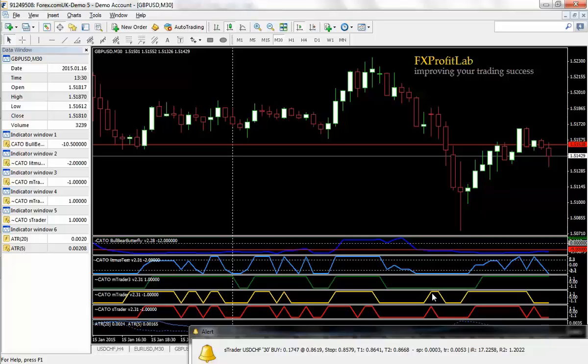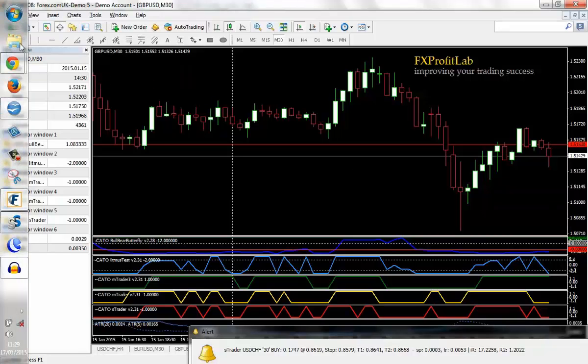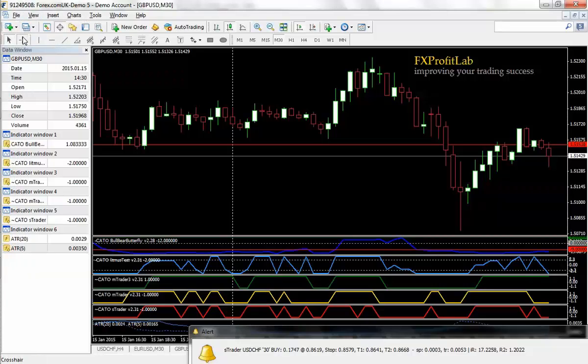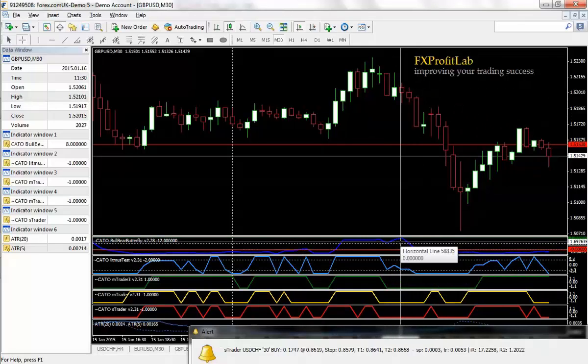So the more of these indicators that agree, the better. If they all go up to 1, that's telling you one thing, and if they all go down to 0, that's telling you another thing. Absolutely. And the more of them that concur with each other, the better. So look, all the way through there, this one here, the bull bear butterfly, is in the butterfly zone. That means we don't know which way we're going.